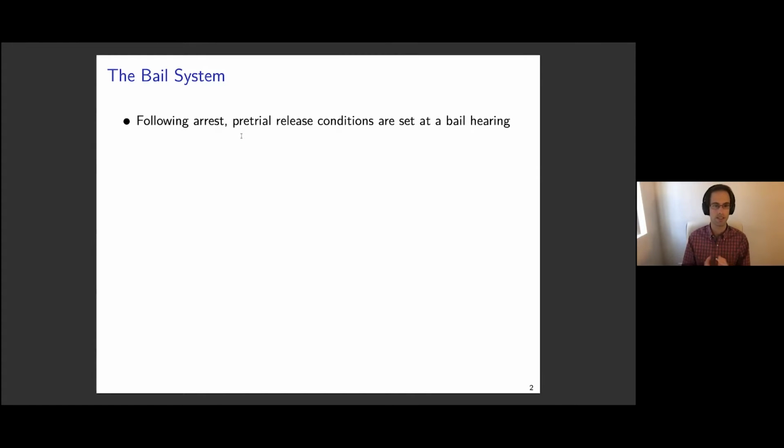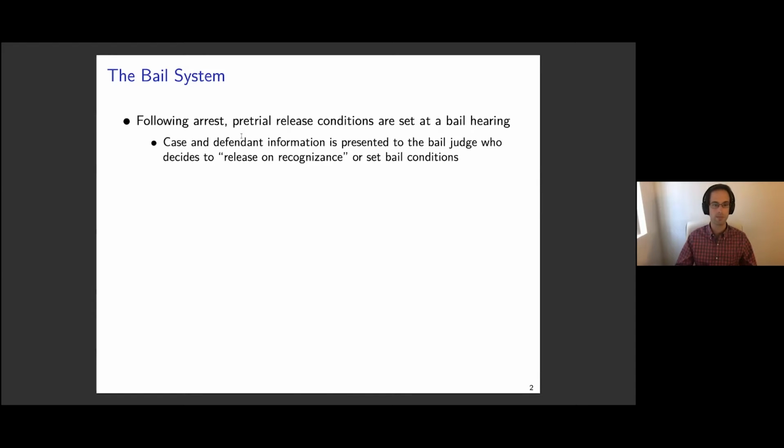So the bail system in the United States is, following arrest, pretrial release conditions are set at a bail hearing. This usually happens within 24 hours. So at this bail hearing, case and defendant information is presented to the bail judge who has a decision to make. And so one decision is to just release on recognizance. That means releasing without any sort of bail conditions. You're just free to go and you promise to show up at your future court dates. This is the majority of cases in our setting. Around 73% of cases are released on recognizance.